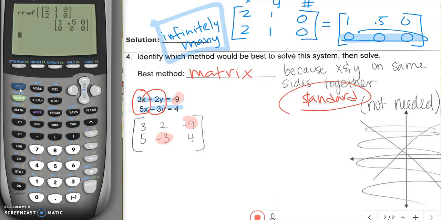So I have second matrix, math, B to get our ref, alpha, zoom, okay, and we put our stuff. 3, 2, -9, 5, -3, and 4, and then there's my solution. I got that 1 0 0 1, which tells me my solution is -1, -3. And that's it.